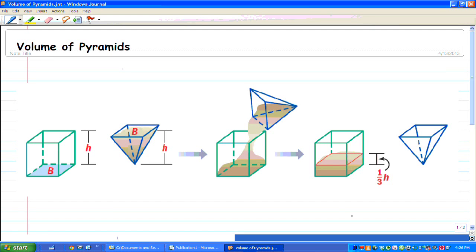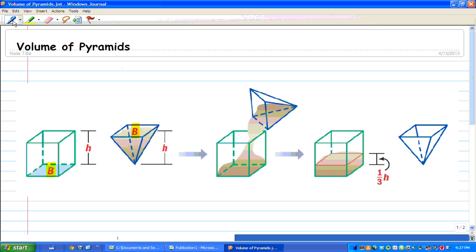Okay, take a look at the diagram in front of you while I explain the volume of a pyramid, because the volume of a pyramid has a very interesting relationship with the volume of a prism. If you have a prism and a pyramid that have the exact same base, and you filled that pyramid up with some substance to find the volume, let's say we filled it with sand, and you poured it into the prism, it would only be 1/3 full.